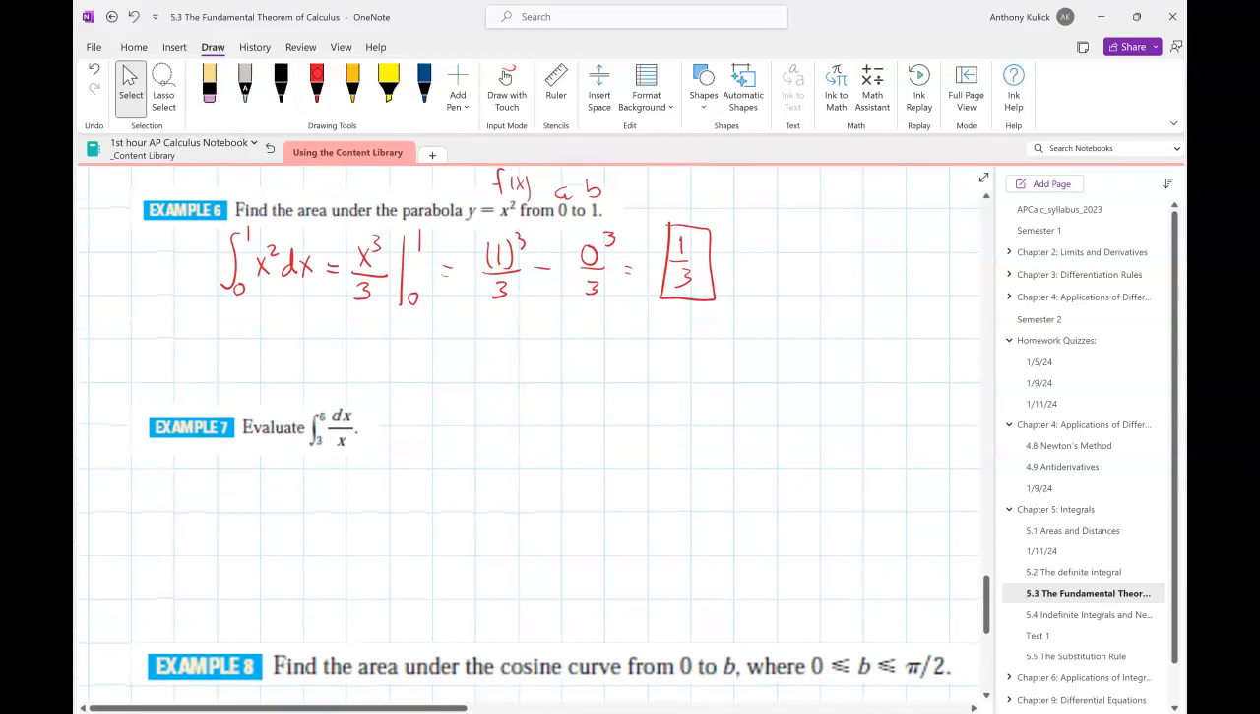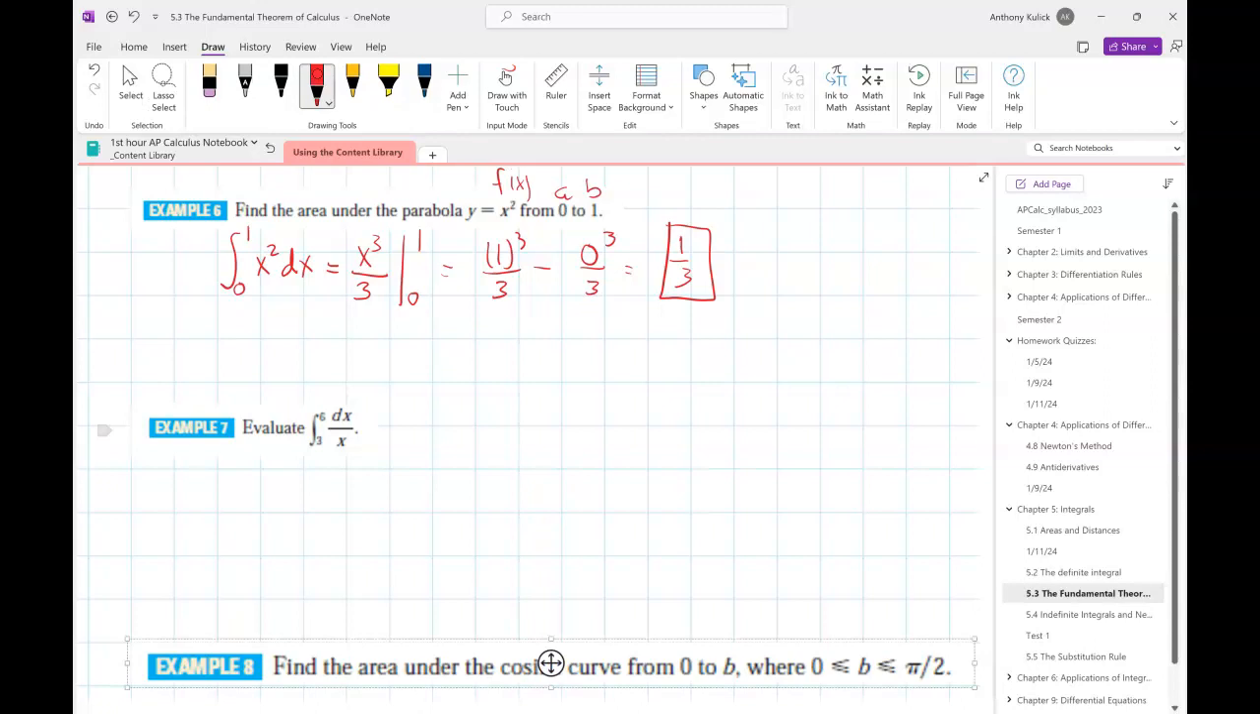Let's do another. So here we're doing the integral from 3 to 6 of dx over x. This looks a little weird, but I think if we rewrite it this way, it looks a lot more familiar. The first thing I want is the antiderivative of 1 over x, which we should recognize as the natural log of the absolute value of x. And we're going to evaluate that at 6 and subtract it from 3.